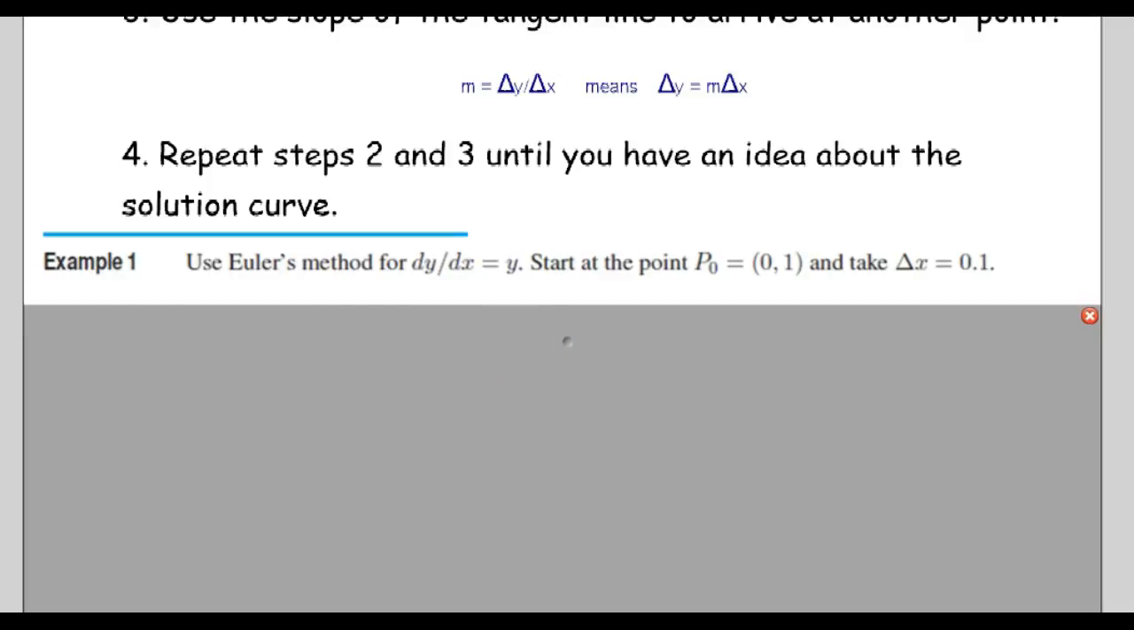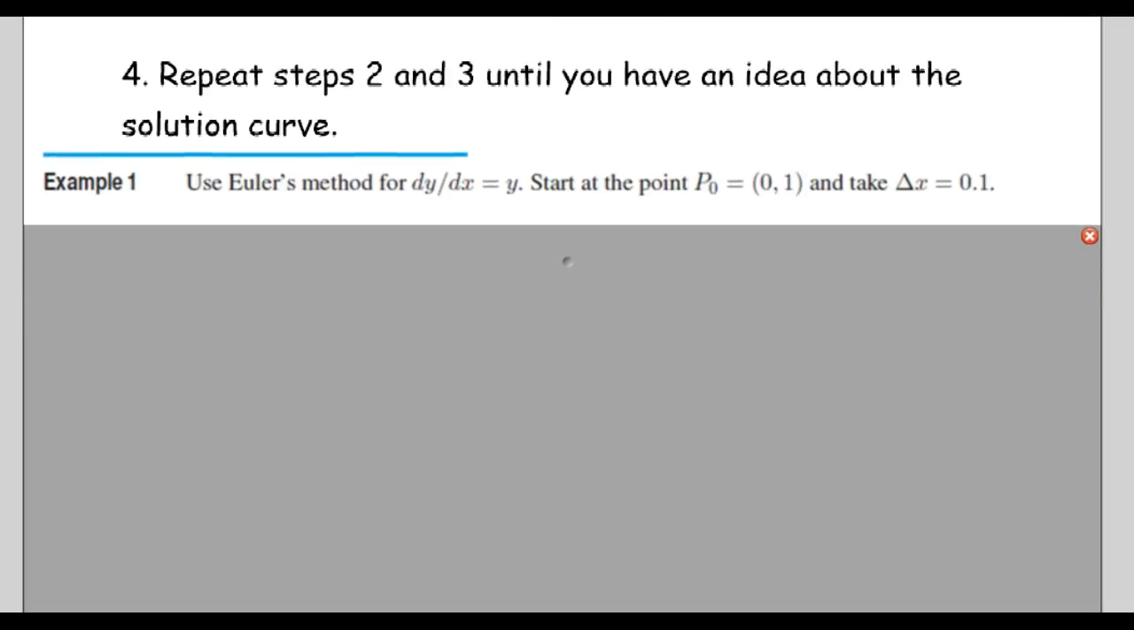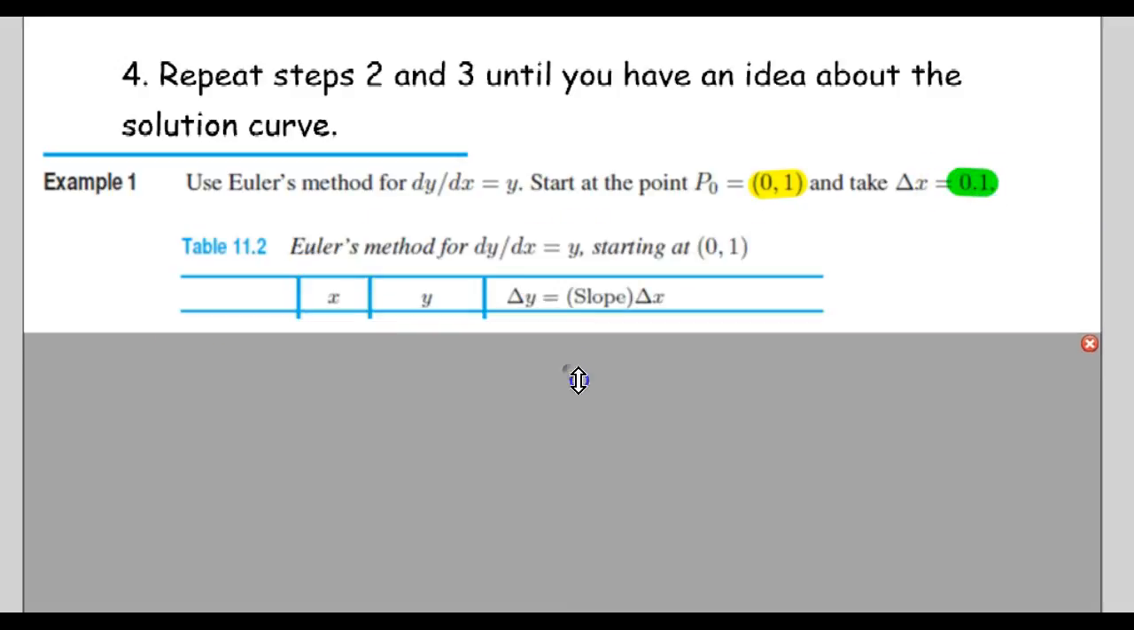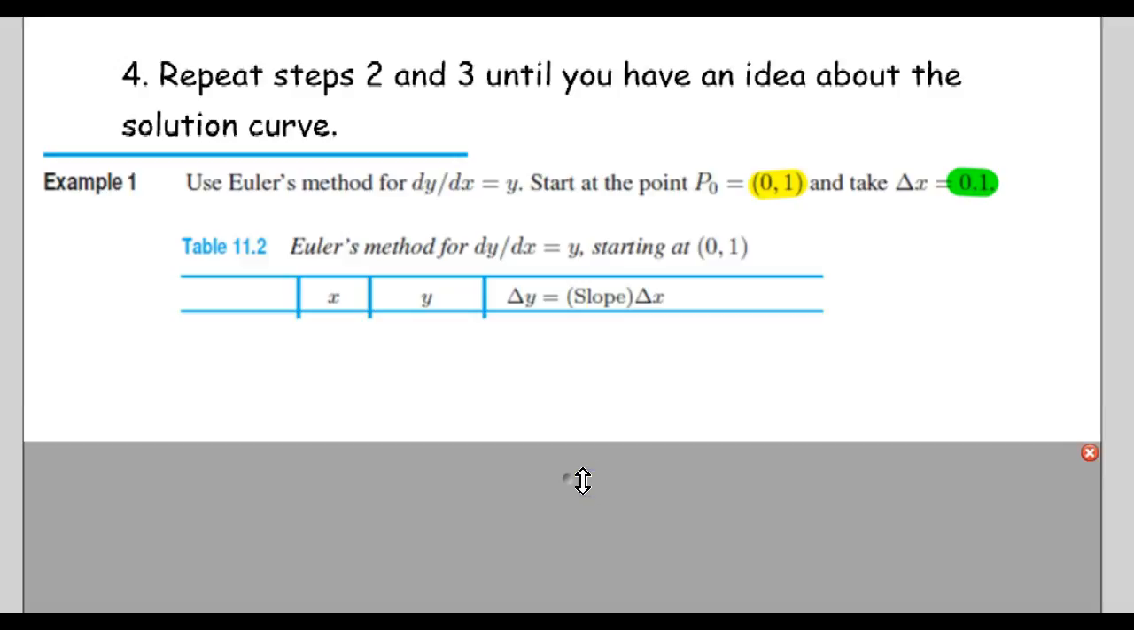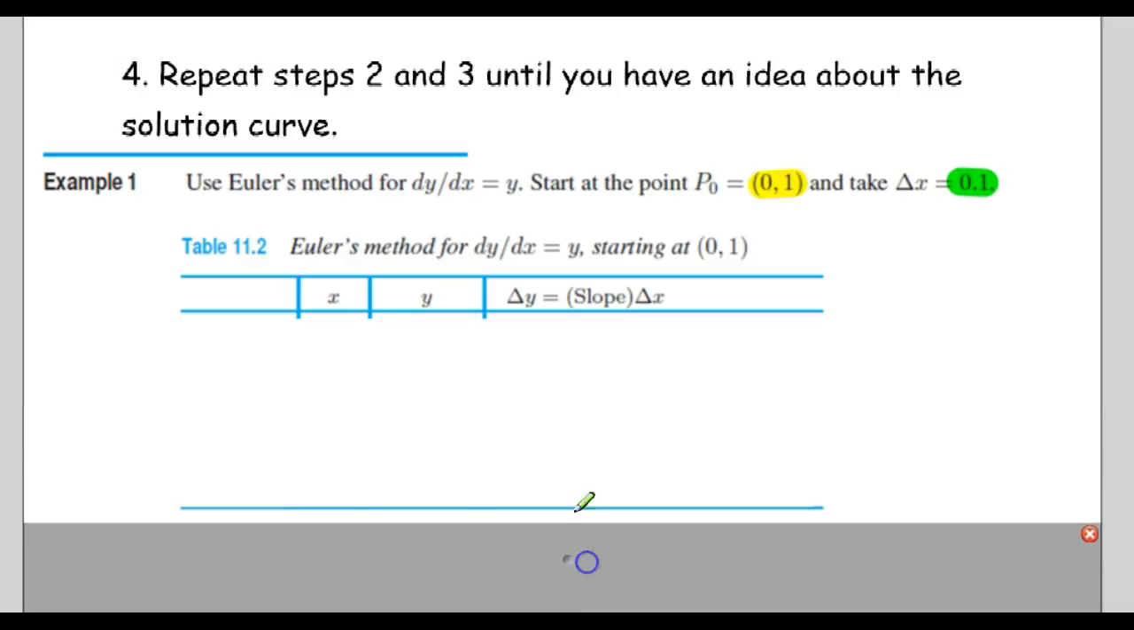So example 1 in the book says, let's use Euler's method for the differential equation dy/dx is equal to y. And let's pick the starting point to be (0, 1) and the delta x to be 0.1. Okay? And so make a table, because remember we talked about this being a numerical method. So we're going to use a table of values. And our first point, of course, is the starting point with the x value of 0. But because our delta x is 0.1, the future points are going to be 0.1 away from the previous points as far as x coordinates.